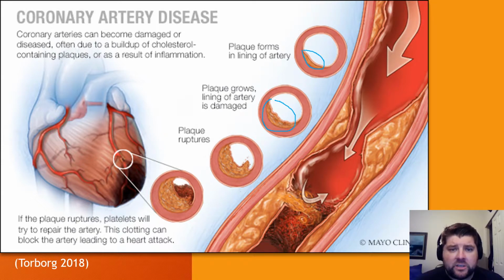And what happens eventually would be that the plaque would rupture, and you can see here in this diagram, the plaque would break out of where it's at, and it forms a portion where it just causes blood to not be able to flow. As this happens, platelets, so these dark platelets here, will begin to try and repair the artery, and that's what causes the blockage. And it will eventually lead to a heart attack.